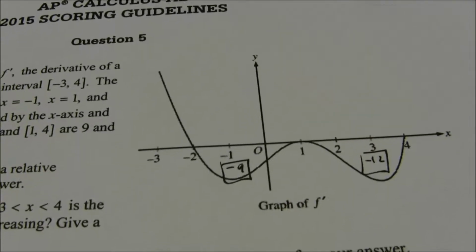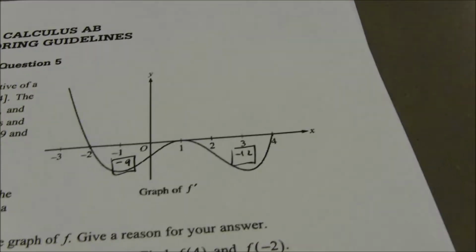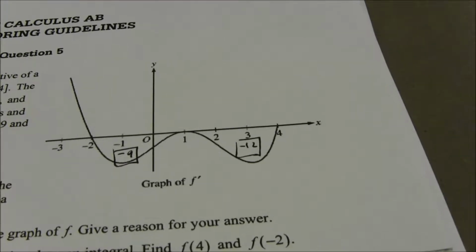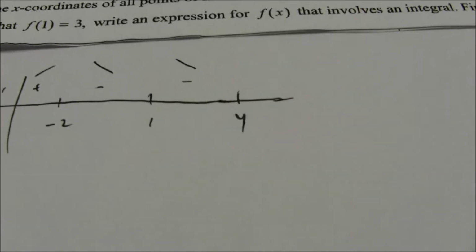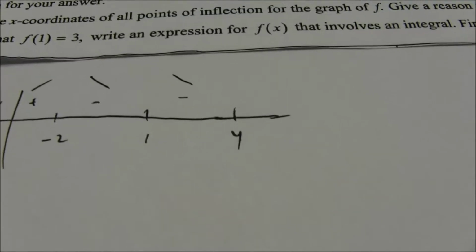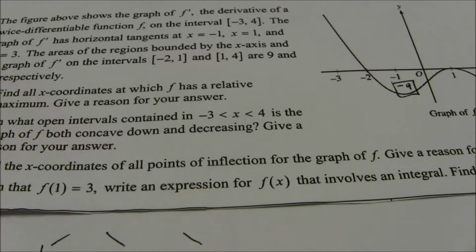So f prime is positive up to -2. That tells us the original function was increasing. F prime is negative between -2 and 1. Tells us the original function was decreasing. And f prime actually is negative again between 1 and 4, which tells us the function is actually decreasing yet again in that interval.